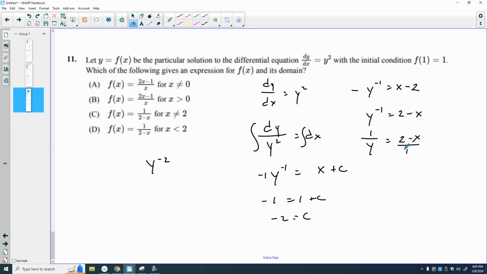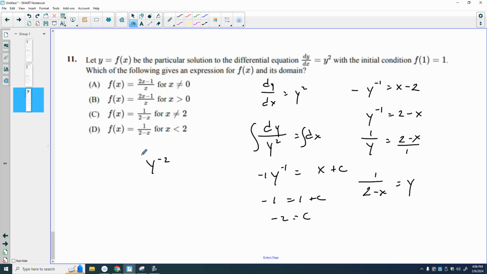And we've done this a few times, but let's just remind ourselves, if I have a fraction, I can switch anything that's straight across from each other. So this can go here, this can go here, this could go here, this can go here. We can switch this direction. So I have 1 over 2 minus x equals y. Now, initial condition says when x is 1, y is 1.